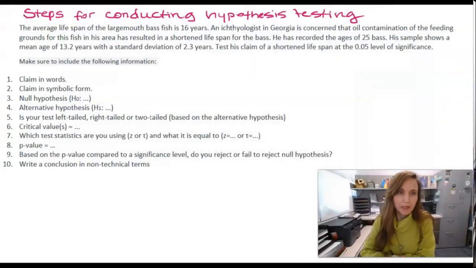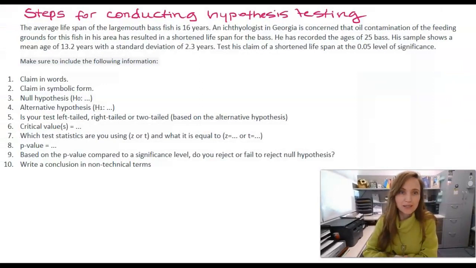The average lifespan of the largemouth bass fish is 16 years. An archaeologist in Georgia is concerned that the oil contamination of the feeding grounds for this fish in the area has resulted in a shortened lifespan for the bass. He has recorded the ages of 25 bass. His sample shows a mean age of 13.2 years with a standard deviation of 2.3 years. Test his claim of a shortened lifespan at the 0.05 level of significance.